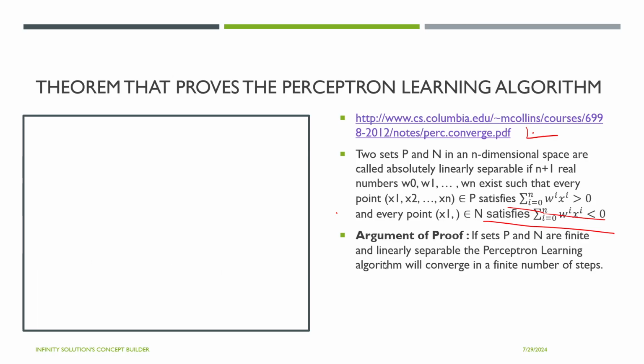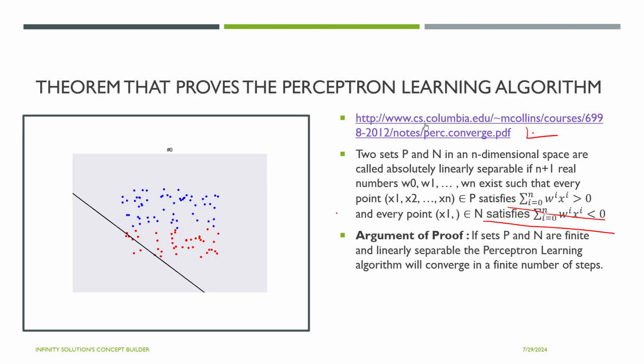Hello all. So in the last lecture we have seen the perceptron learning algorithm, and then we have seen the argument of proof from this. I have cited this PDF from Columbia University, and we have seen that if there are two sets and they are linearly separable, then the perceptron learning algorithm will converge in a finite number of steps, and we have seen how it converges.